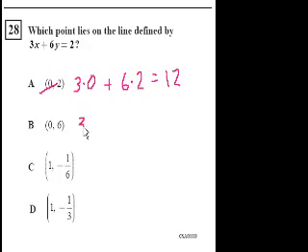I'm just taking 3 times x plus 6 times y and seeing what it equals. In this case, we have 3 times 0 plus 6 times 6. Well, that's 0 plus 36. That doesn't equal 2. Can't be that choice.